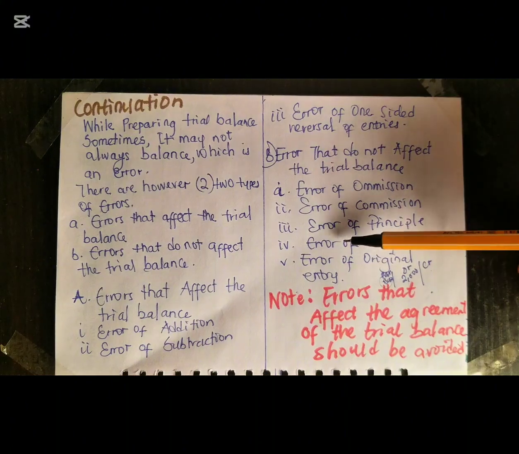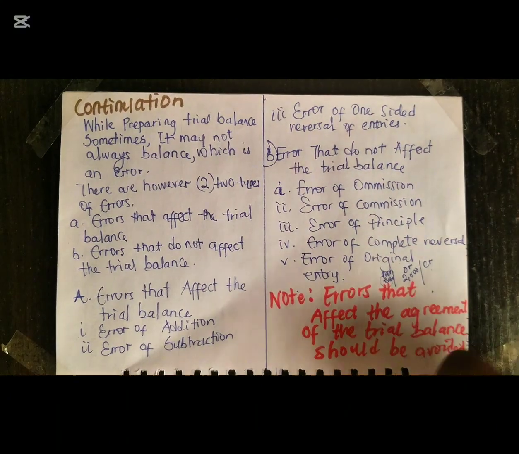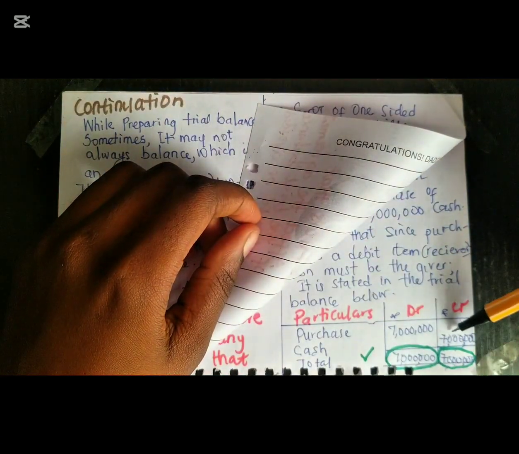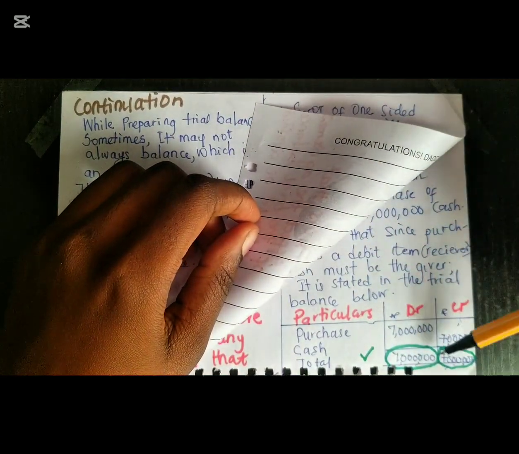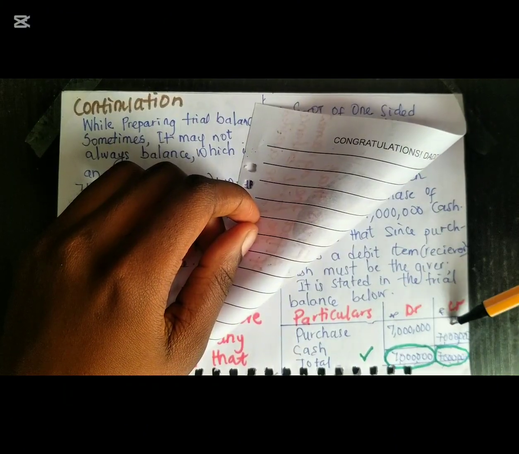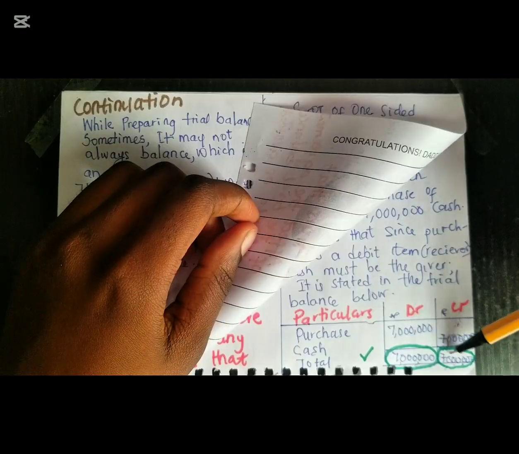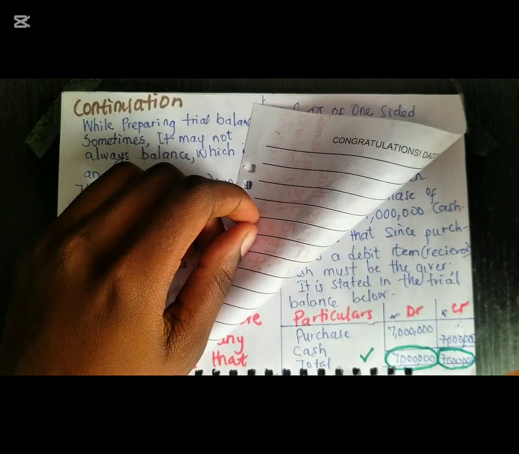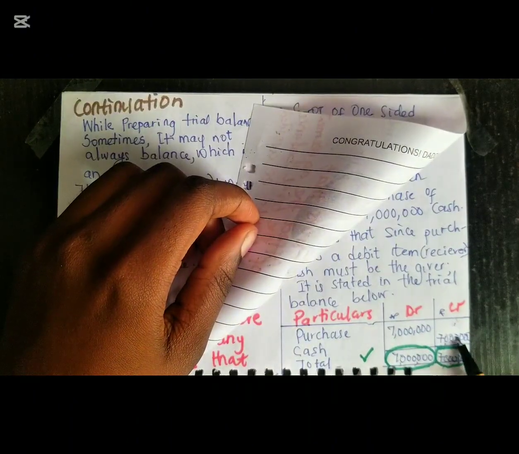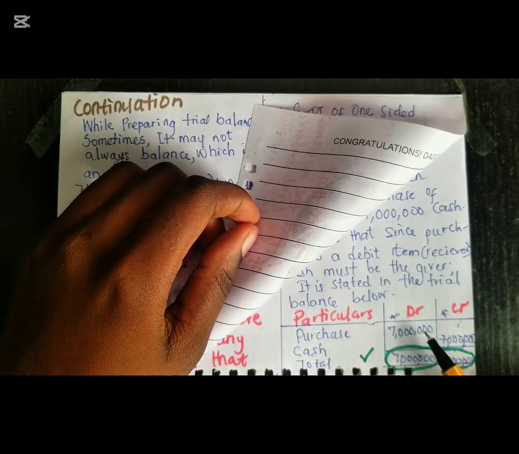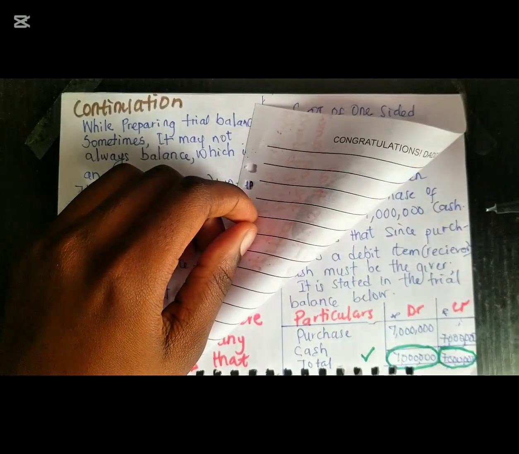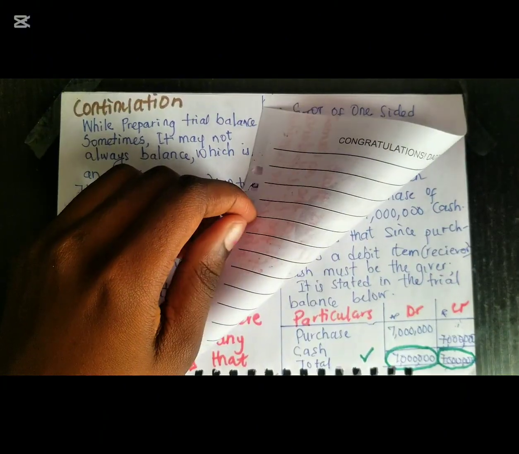Do you understand? Next one, error of complete reversal. The first one I stated using this illustration was error of partial reversal. If it's supposed to be 7 million here and you put 7 million here as well, it will make this side 14 million and the other side 0. But if it's error of complete reversal, it means the one that's supposed to be debited is credited, and the one that's supposed to be credited is debited. So both of them will still have the 7 million, right? And that's how it's going to balance. Do you understand?